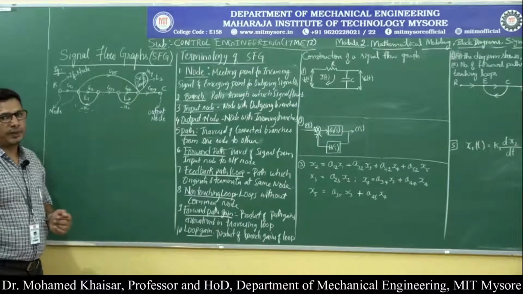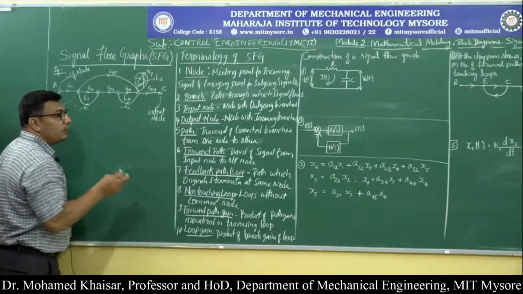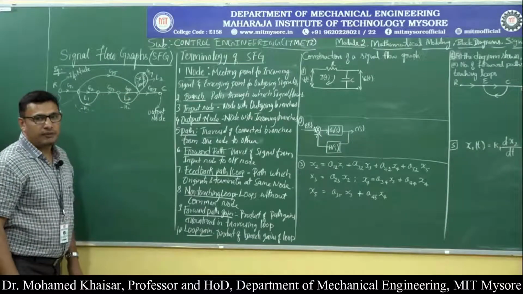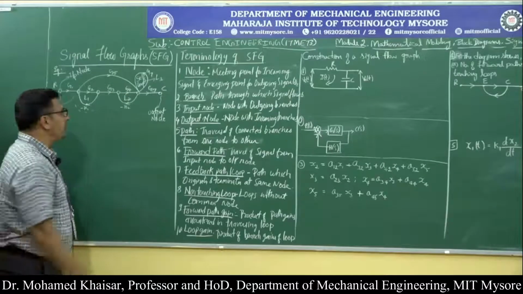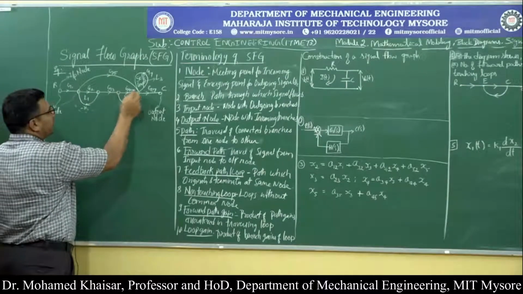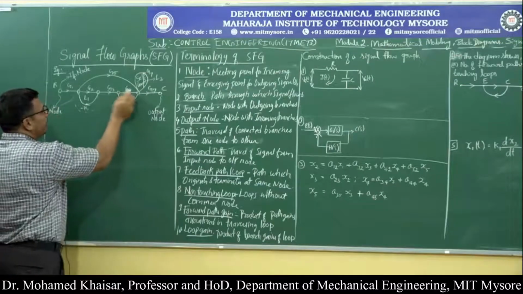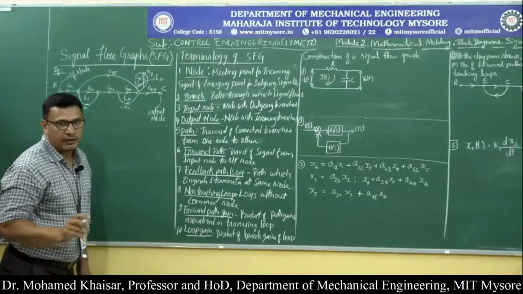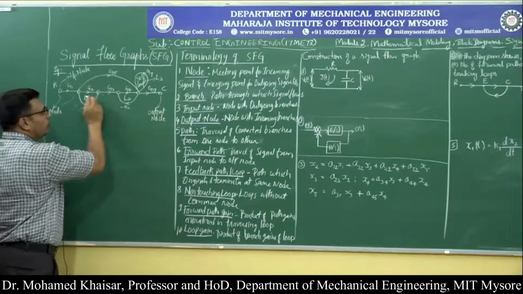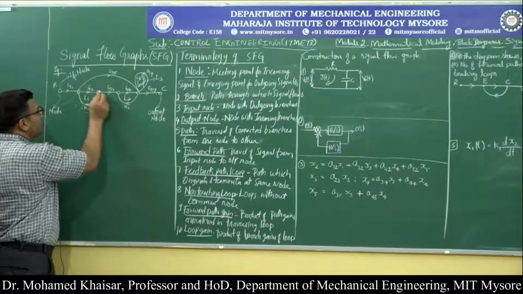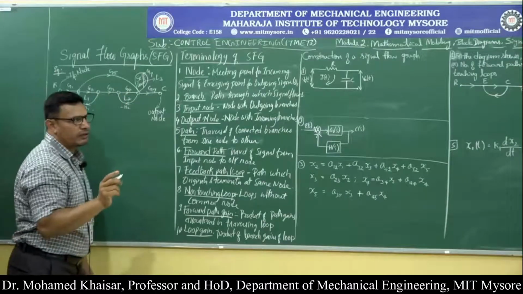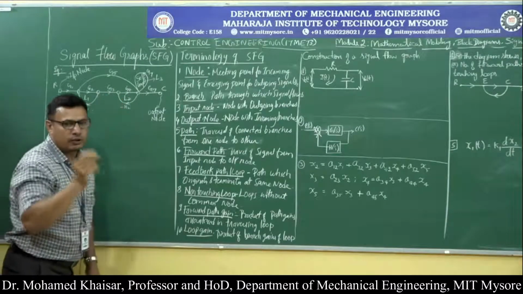And technically, how do we say it? If there is no common node between the two loops, like this is a node for L1 and this is a node for L2. Is there any node common between L1 and L2? Either this node or this node or this node or this node, is there any single node that is common between loop 1 and loop 2? There is no common node.